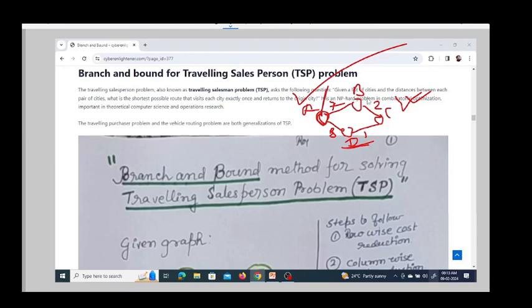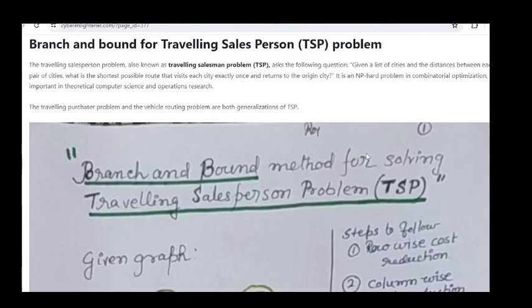Salesperson will visit all the cities exactly once. He should come back to his own city, but the travel should be minimum. He should travel minimum distance. That is the catch here. Okay, and this problem is unsolvable in polynomial time, but for a limited number of cities we can solve it. So branch and bound, how does it work?